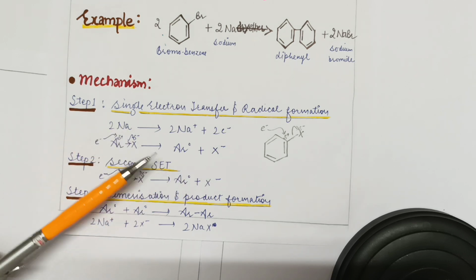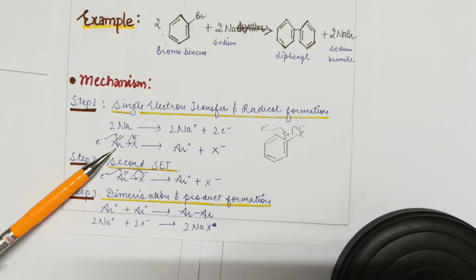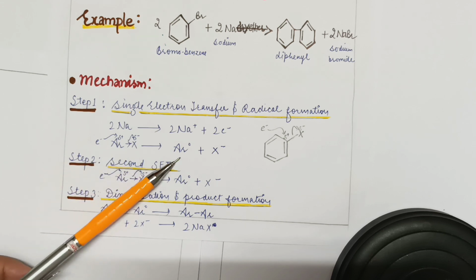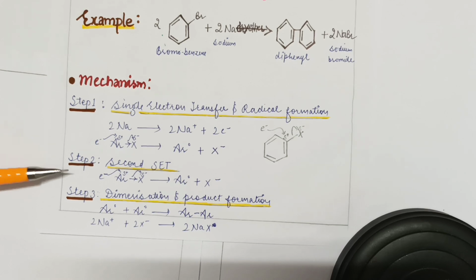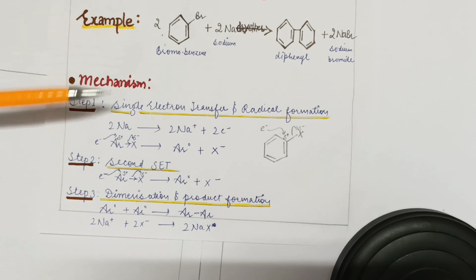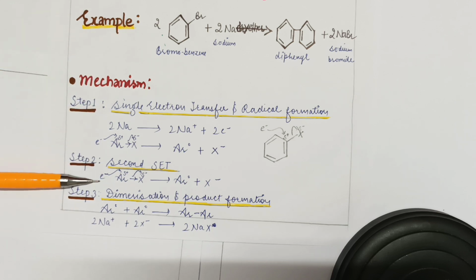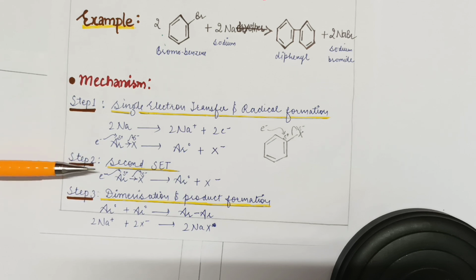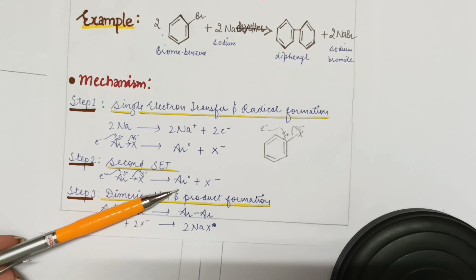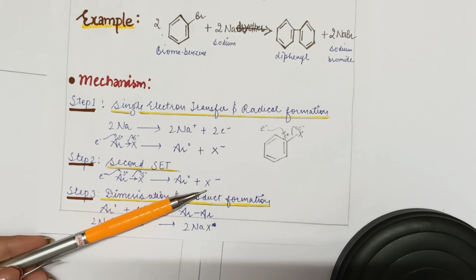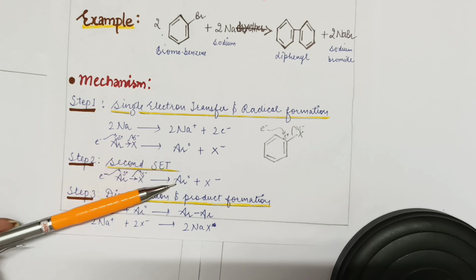Okay, so when this electron gets together with the aryl group, it forms an aryl radical. Similarly, this step is going to repeat itself with the other aryl halide, since we are using two aryl halides, right? So with the other aryl halide, the same process is going to repeat, and the second electron transfer takes place. Now one more aryl radical is going to form along with one halide ion. So these two aryl radicals are being formed inside the dry ether.